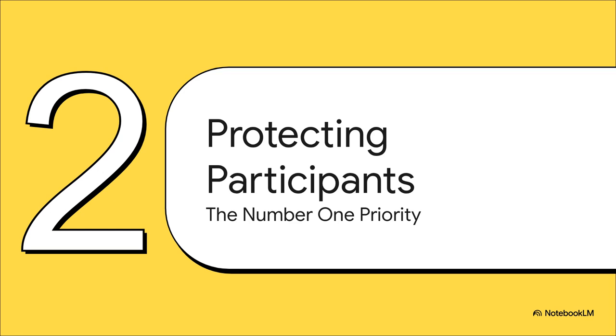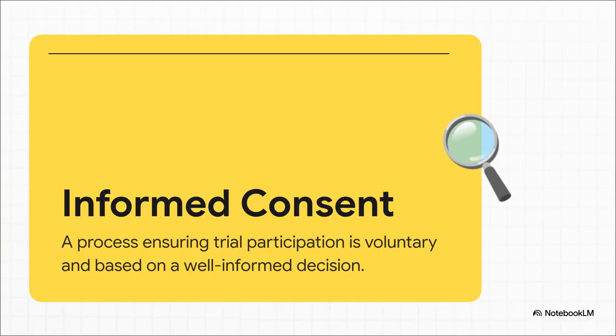Okay, let's talk about our first pillar, and honestly, this is the most important one. I mean, everything else we discuss comes second to this. Your number one non-negotiable priority is always, always the trial participant. And the absolute cornerstone of protecting participants, it's all about informed consent. But look, this is so much more than just getting a signature on a piece of paper. It's a process. It's your job to make sure that every single person's decision to join the trial and to stay in the trial is 100% voluntary and based on a real understanding of what's involved.